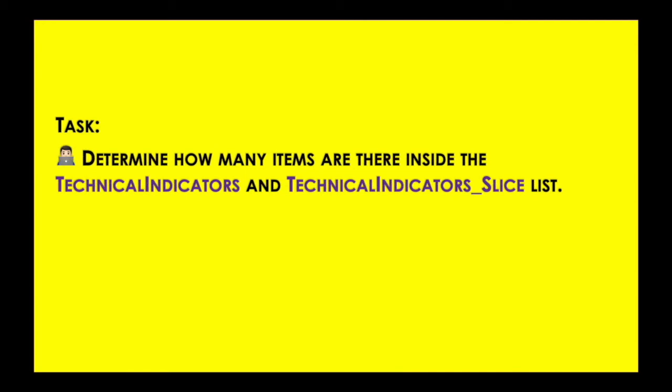For our task, we should determine how many items are there inside the technical indicators and technical indicators slice list. Okay, so without further ado, let's start our coding with the len function of Python programming. You can now open your Anaconda and open your Jupyter notebook, and let's start coding.